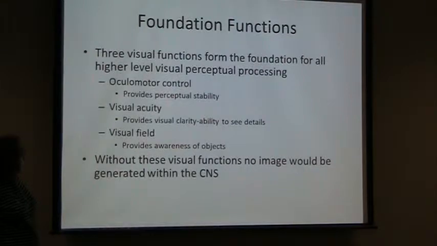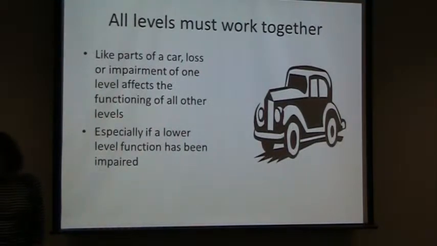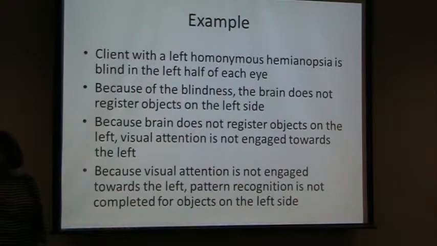Okay, so without these visual functions, no image would be generated within the brain. All the levels must work together like parts of a car. If you have impairment at one level, it affects the functioning of all the others, especially if one of those lower functions has been impaired.